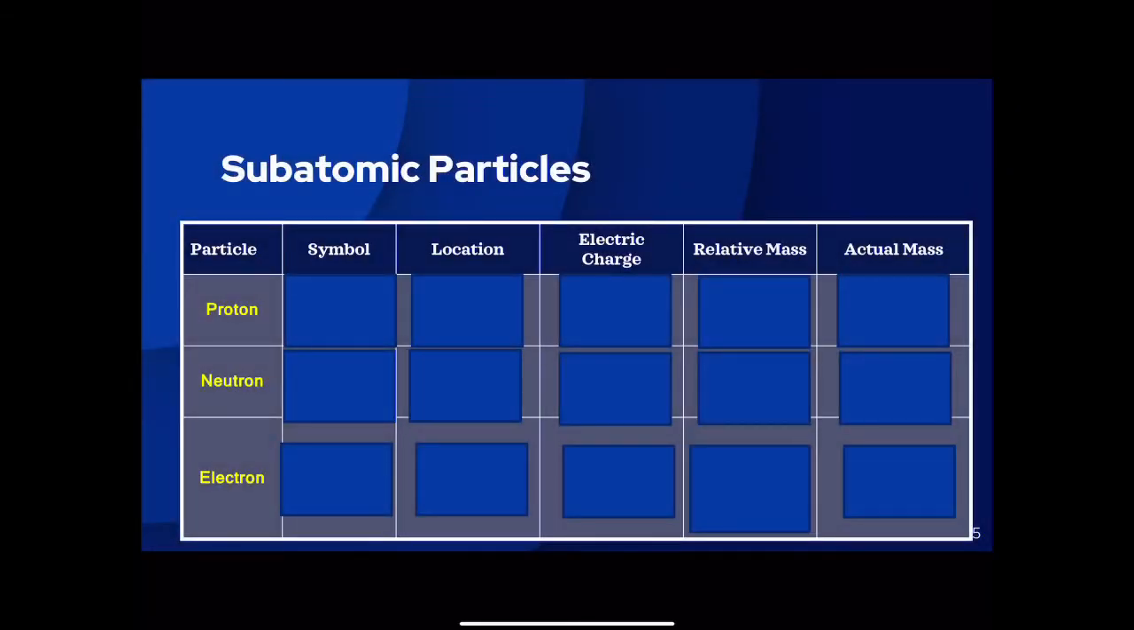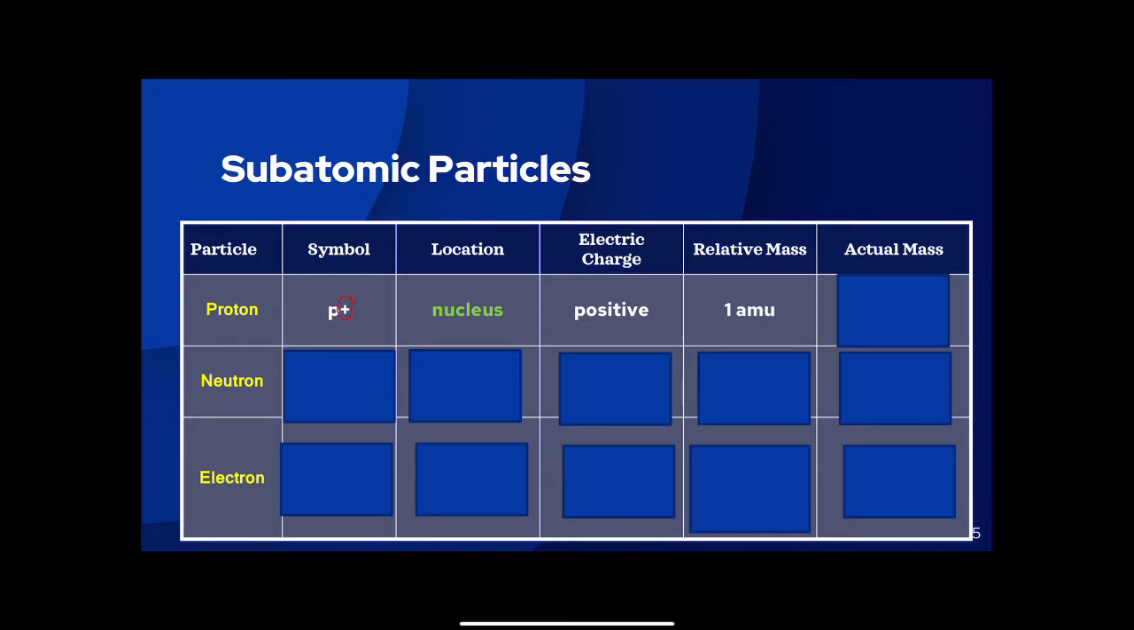This chart gives us a nice summary of the proton, neutron, and electron and their characteristics. So starting with the proton, the symbol for a proton is a lowercase p with a positive sign. The location of a proton is the nucleus, and it has a positive charge, and that's why in the superscript position we have a plus sign. The relative mass of a proton happens to be 1 atomic mass unit. So AMU stands for atomic mass unit.